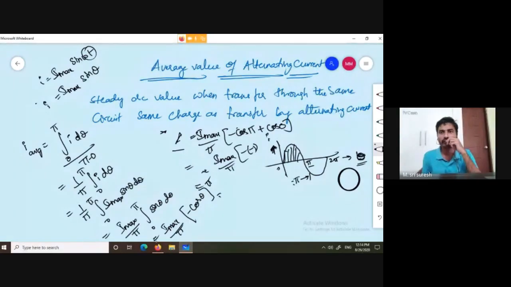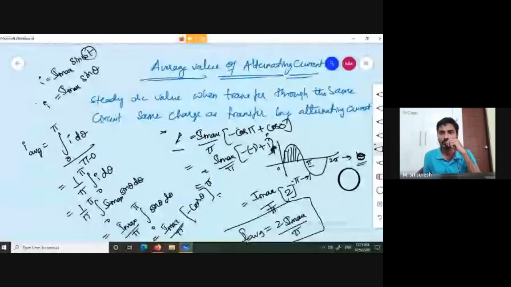Cos 0. What is the value of cos 0? It is 1. So plus 1. So you'll get I max by pi, minus of minus 1 is equal to plus 1, so 2 I max by pi. So you're getting I average as 2 I max by pi.